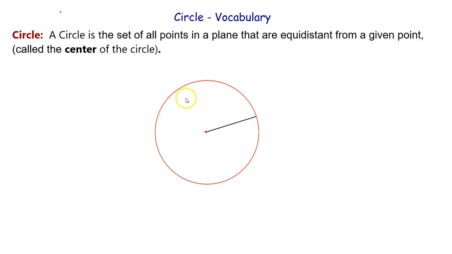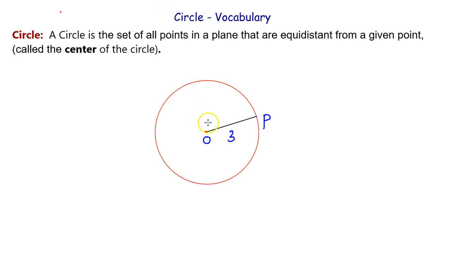What is a circle? A circle is the set of all points in a plane that are equidistant from a given point, and that point is called the center. So in this figure we have a circle, and this is the center. You can call the center O, and let us say there is one point here, P.